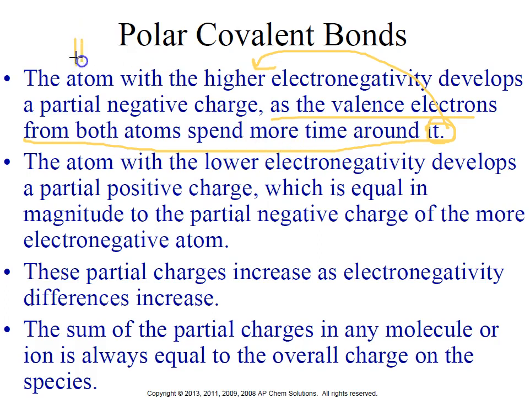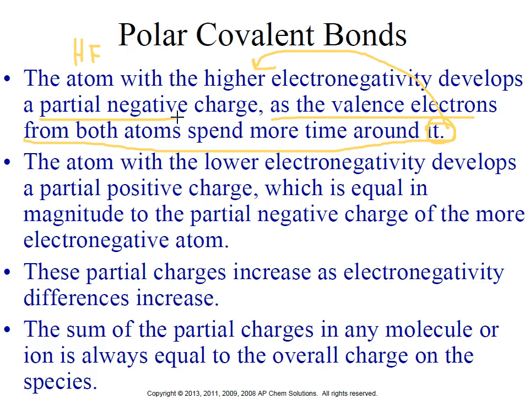So in HF, fluorine had the higher electronegativity. So both of their valence electrons spent more time around fluorine, and that gave fluorine a partial negative. We call it partial because fluorine didn't take the electrons away completely, so it's not a full charge.